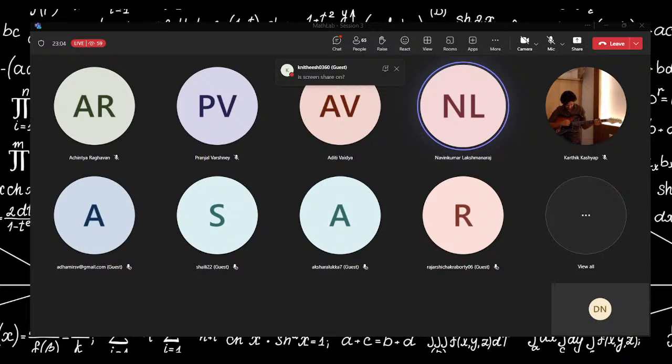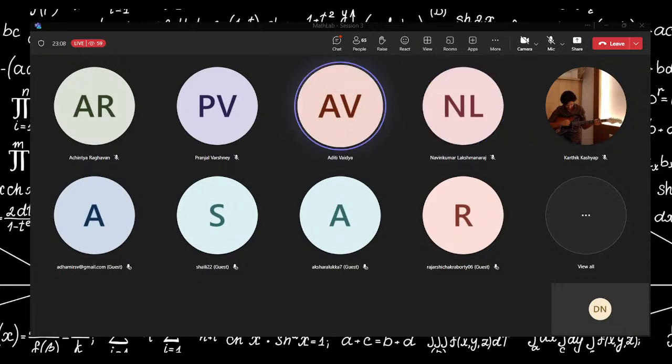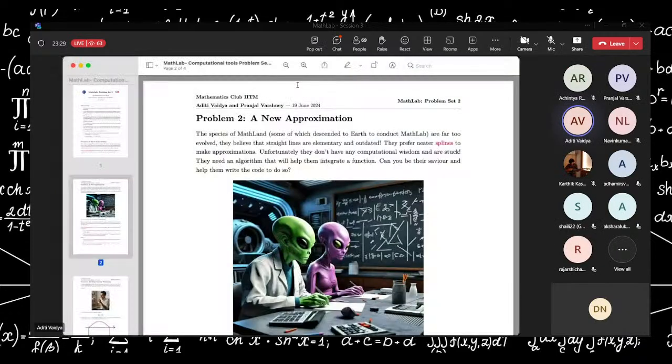Aditi, can you share your screen as well? We can show them the problem set. Yeah, okay, sure. Is the problem set visible? Yes, it is.